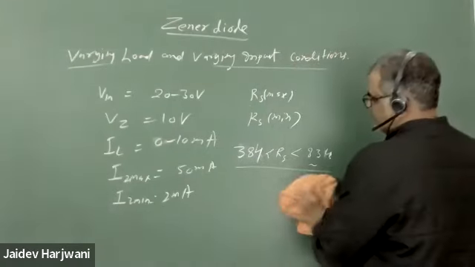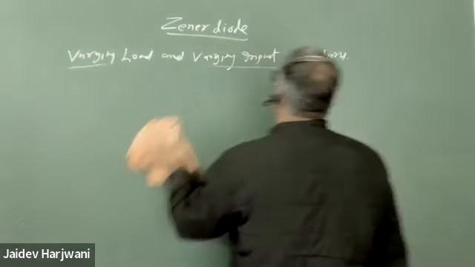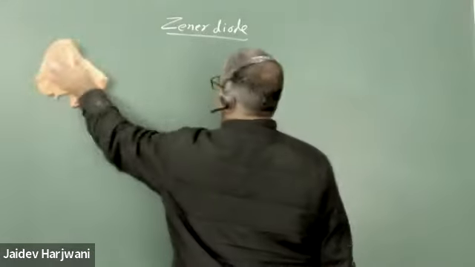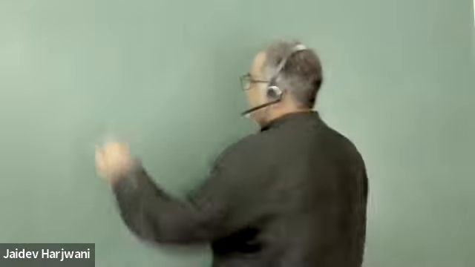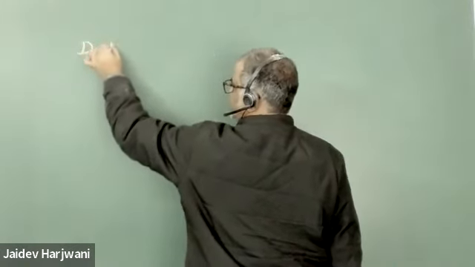So your Zener diode is completed. Now we'll see other applications of diode. Diode is used as a clipper and clamper. So, diode clipper circuits.